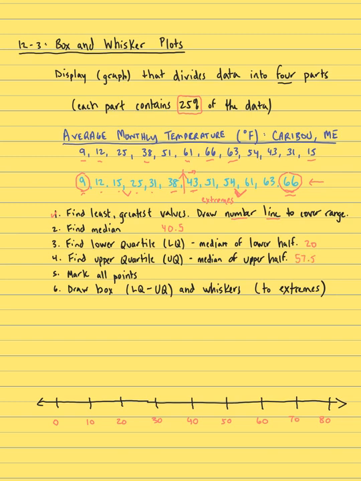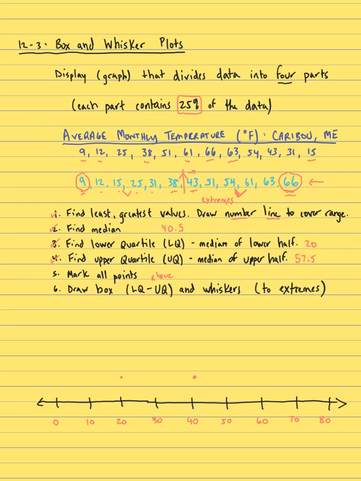At this point, I want to mark all of my points. So we have found the median, we have found the lower quartile, we have found the upper quartile. I need to mark all my points, and I'm going to do it above the number line. So 40.5 is the median, so that's about there. 20 is the LQ, that is about there.